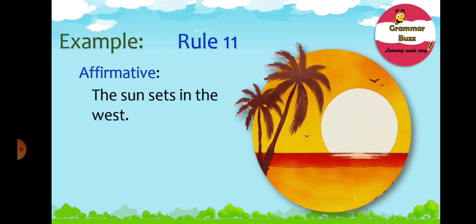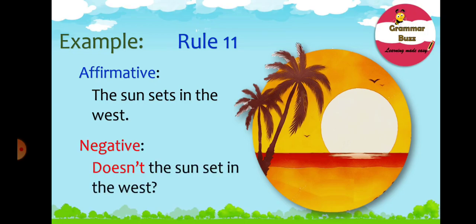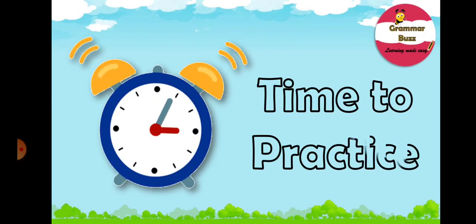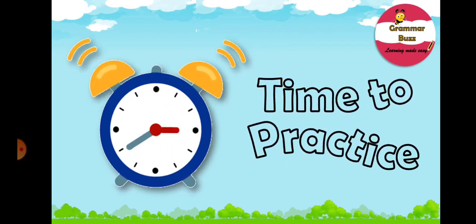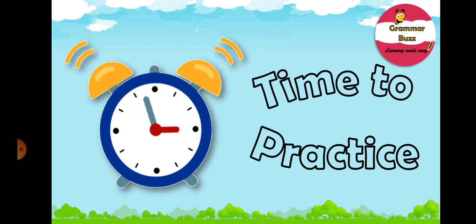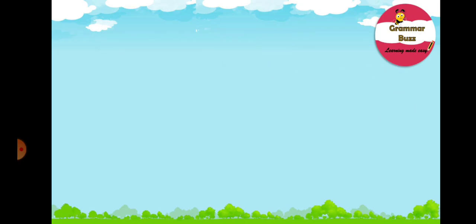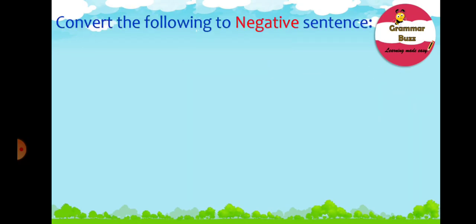For example, the sun sets in the west. While converting this affirmative to negative, it becomes: doesn't the sun set in the west? And we close the sentence with a question mark. Now that we have discussed all the rules and I guess you have followed them completely, it's time for us to practice. So, let us practice converting a few sentences to negative.